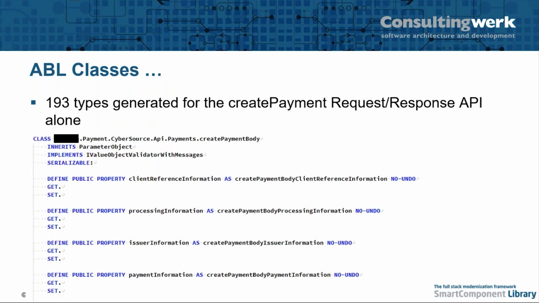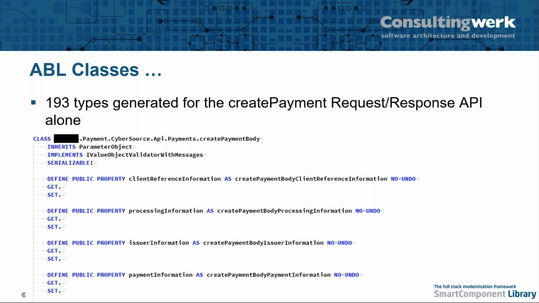Then we looked at one of the APIs that we needed to access to create a payment. Using our Swagger tooling, I chose the endpoint, navigated there, and said, now generate me all the types. And I was a little bit shocked by what our generator had to do. It had to generate 193 types. 193 ABL classes were created to describe the messages for the create payment body.